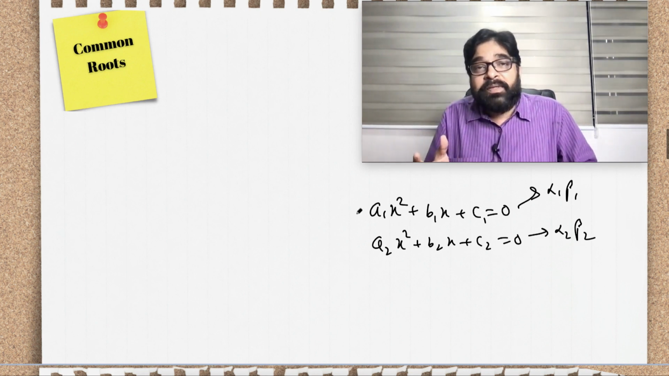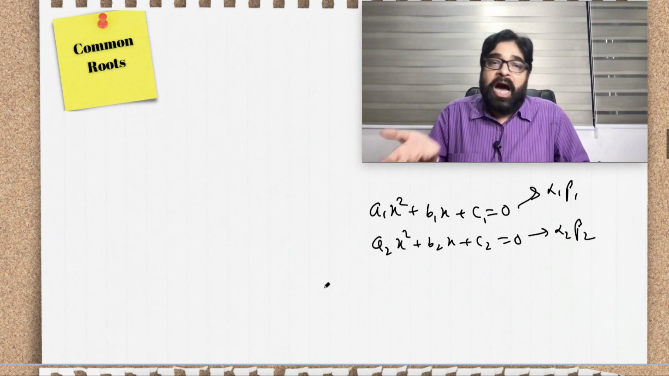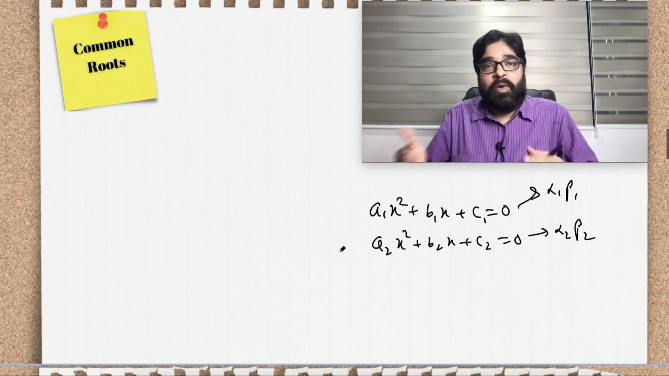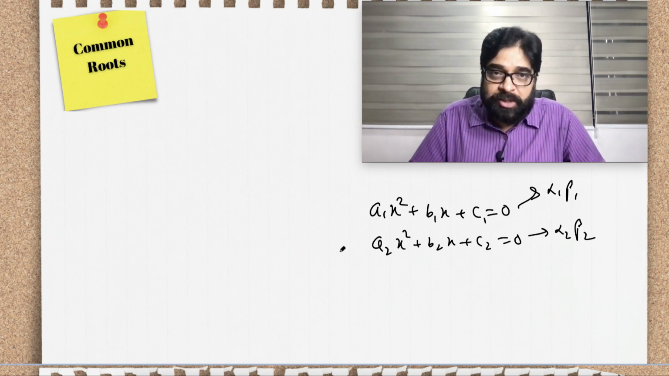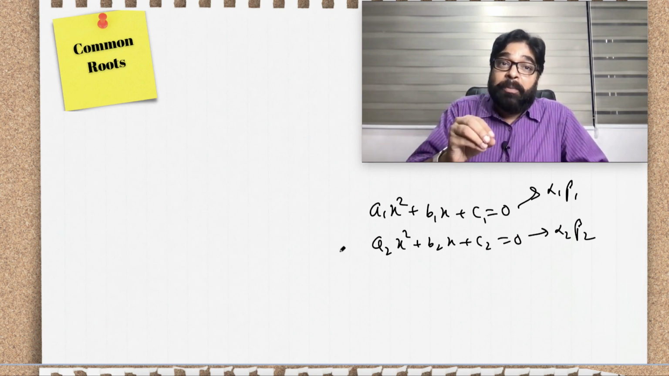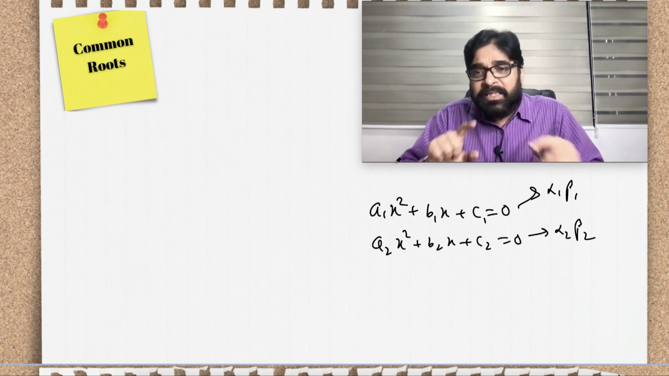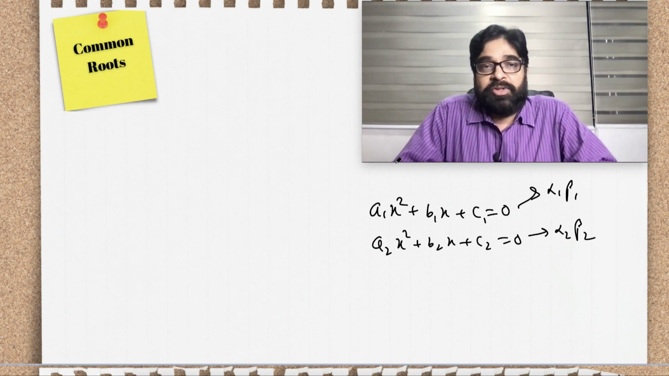Or one equation is a cubic equation and the other equation is a quadratic equation, and the cubic and quadratic have common roots, meaning both the roots of the quadratic are the same as in the cubic. What is the condition? Means how to develop a relation between the common roots.